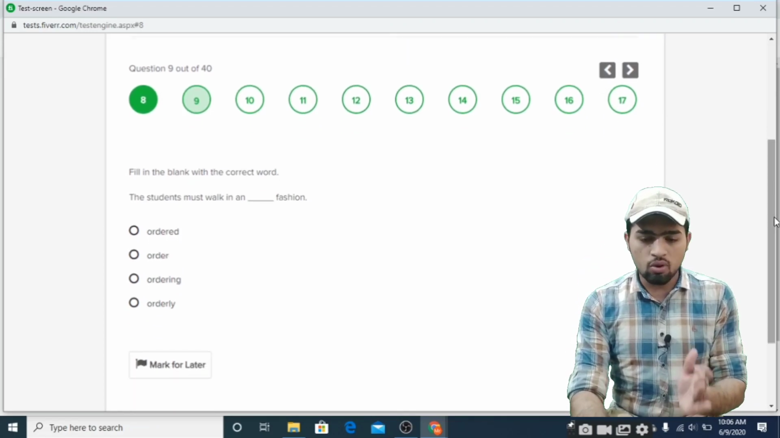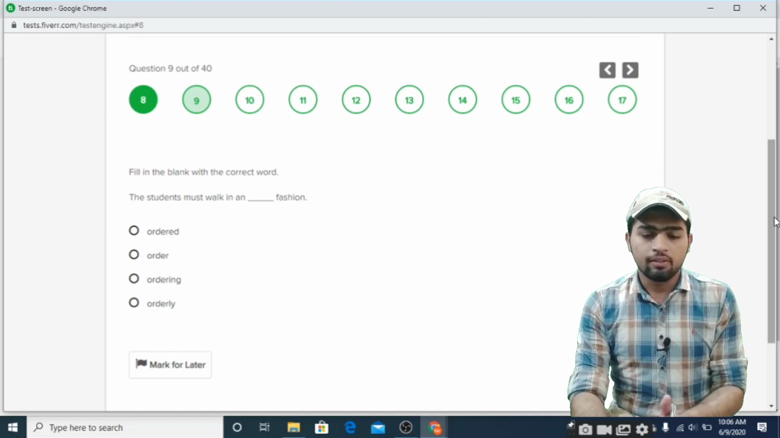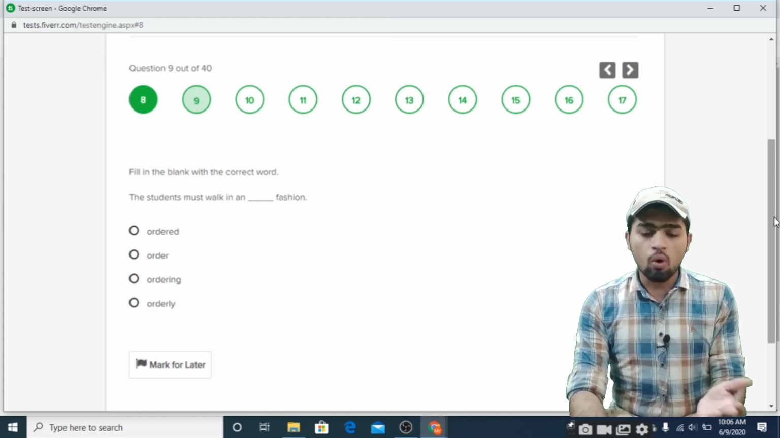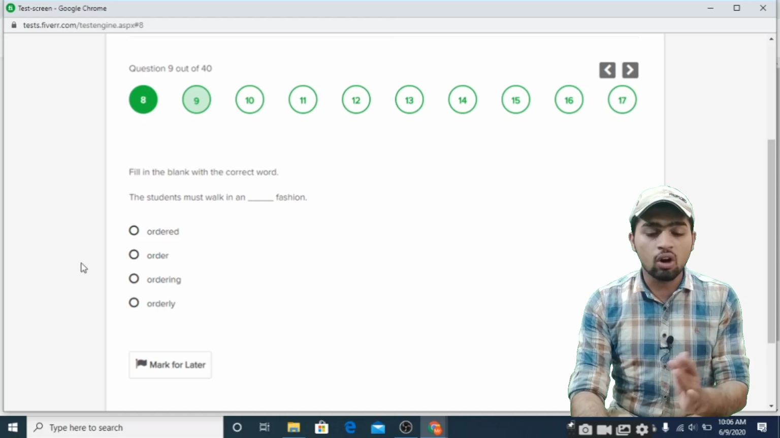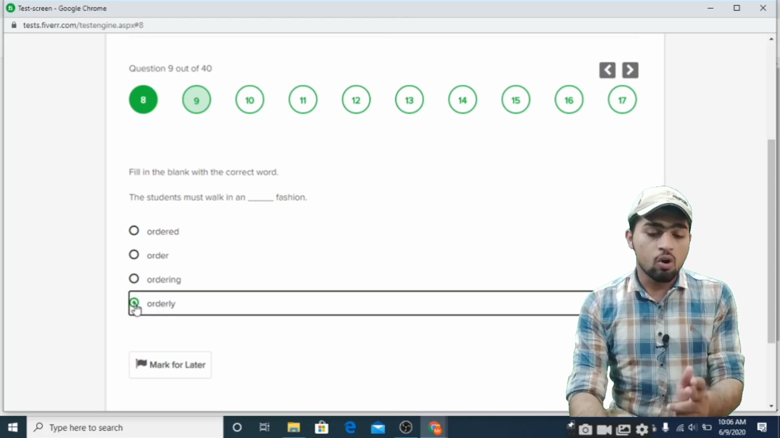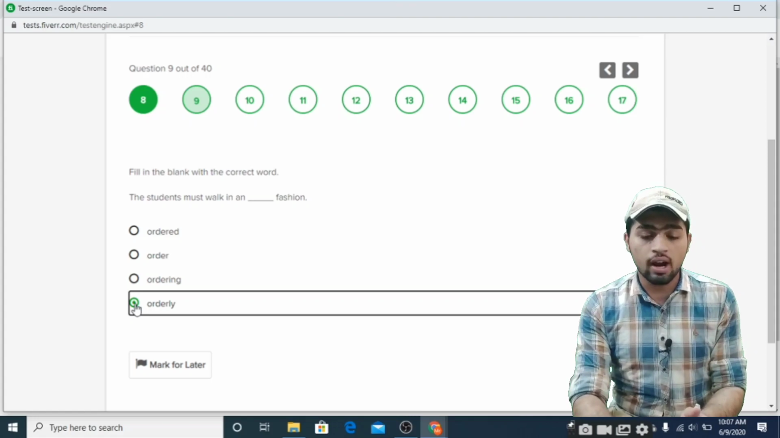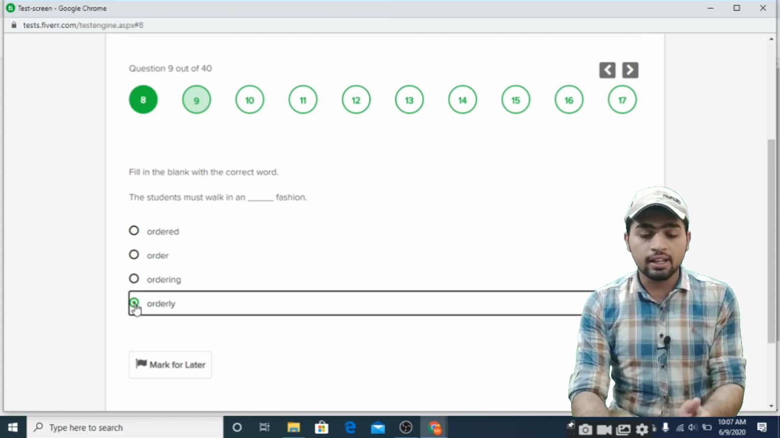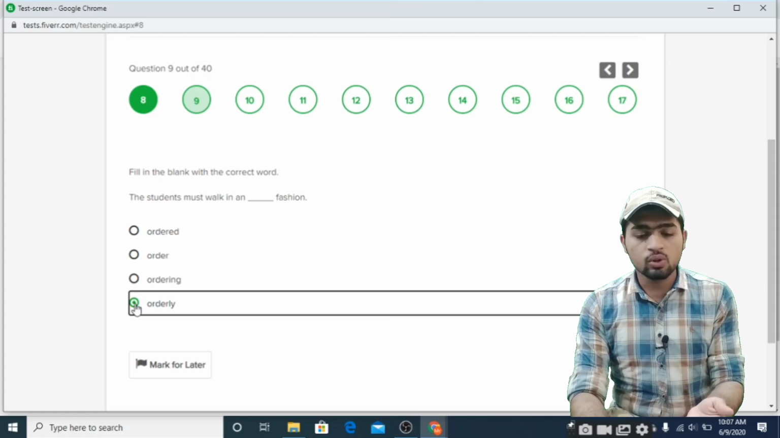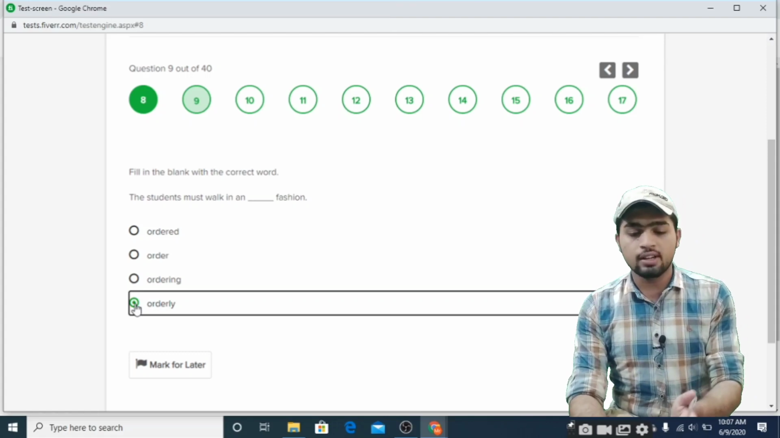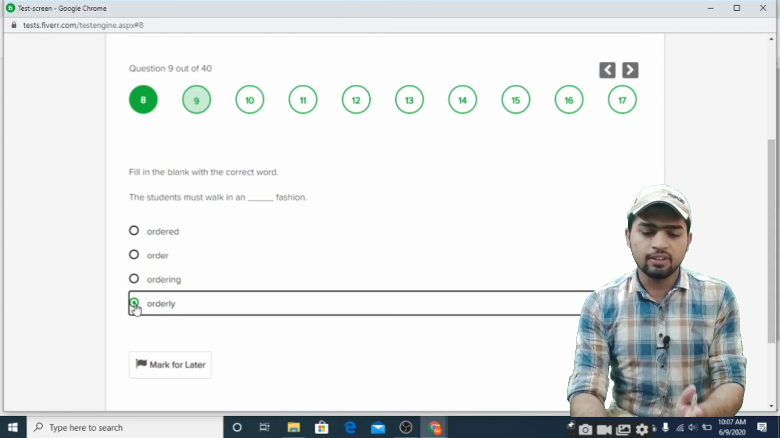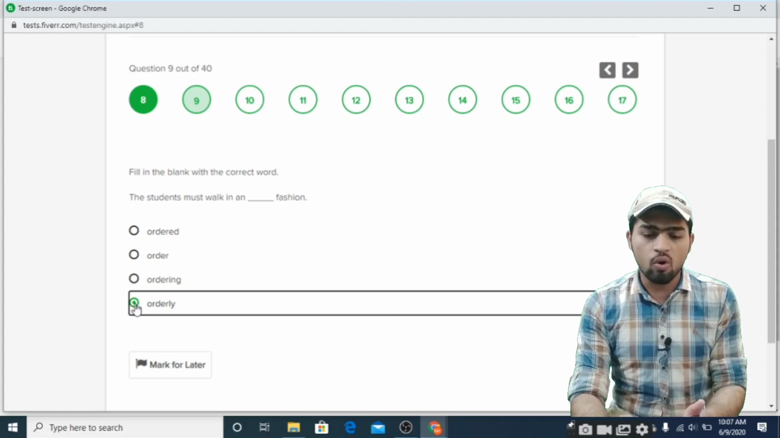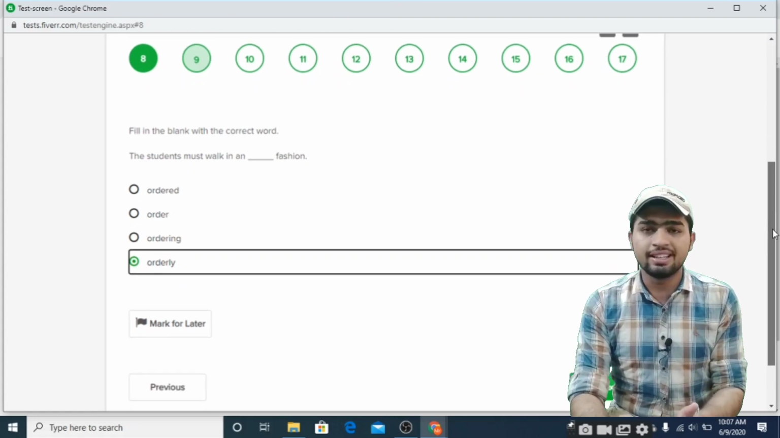9, the students must walk in an dash fashion. Fill in the blank. Ordered, order, ordering, orderly. First one, ordered, seems to be correct, but the second one is order. This is incorrect. Ordering is also incorrect. Orderly is the correct answer. I am sure that orderly is the correct answer. So I click on orderly and click on next. Orderly is the correct answer because the students must walk in an orderly fashion. This is obviously the correct answer of this MCQ. I click on next.